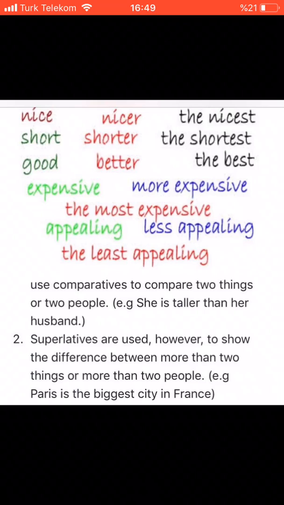Hatırladığınız üzere. Peki superlative ve comparative arasındaki fark nedir? Superlatives are used, however, to show the difference between more than two things or more than two people. For example, Paris is the biggest city in France. We are comparing Paris to the whole group. Paris'i tüm grupla, Fransa'daki tüm şehirlerle kıyasladığımız için superlative form kullandık. Bir kişi veya nesneye ait oldukları grupla kıyaslarken de bu yapıyı kullanıyorduk arkadaşlar. Tabii ki bunların da kuralları vardı.